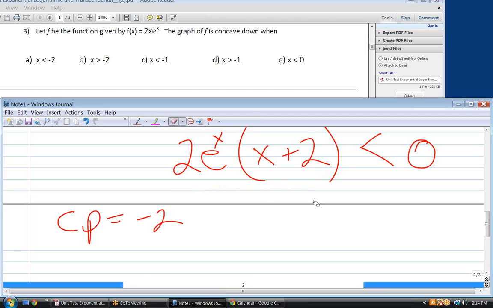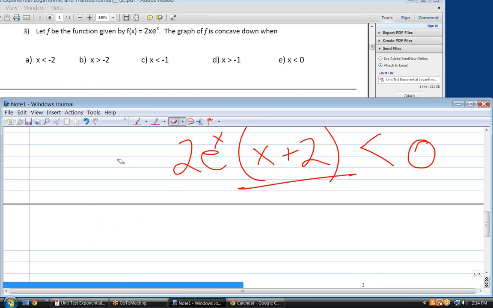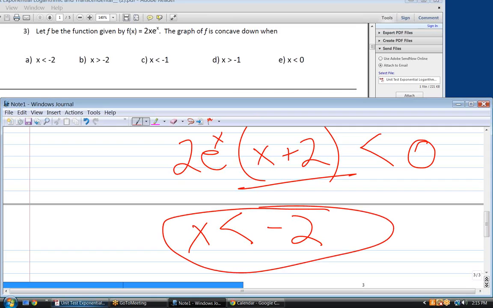So the only way this whole thing is going to be less than 0 is if that's less than 0. We don't even have to go through the line chart process. We know that this is less than 0 as long as x is less than minus 2, which is A. Not even equal to minus 2, because if it's equal to minus 2, the whole thing's 0, and it's not less than 0.